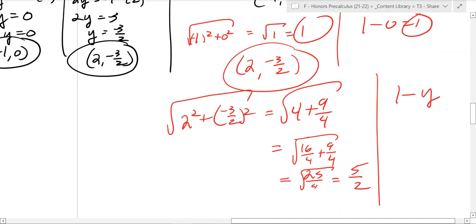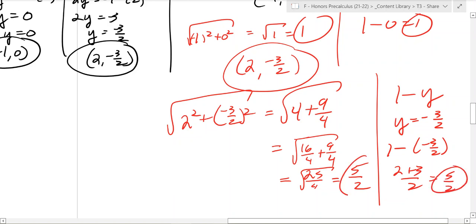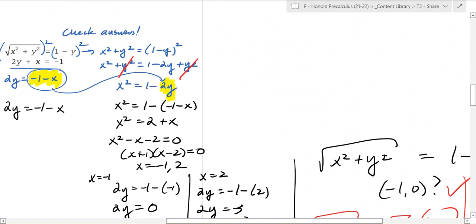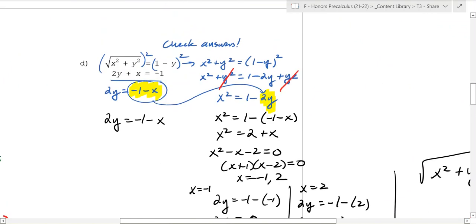What about 1 minus y? Well, y is equal to negative 3 over 2. 1 minus negative 3 over 2, right there, is going to be 2 plus 3 over 2, which is indeed 5 over 2. So these both check. So they both work. The key thing to take away from this one is when you square, whenever you do that, you have to absolutely make sure you check your answer.